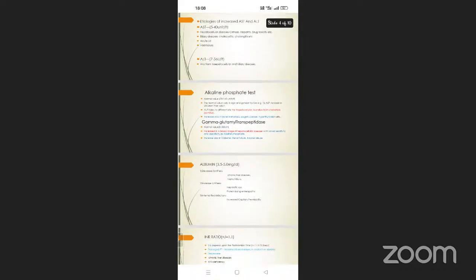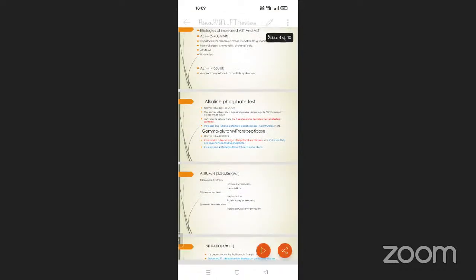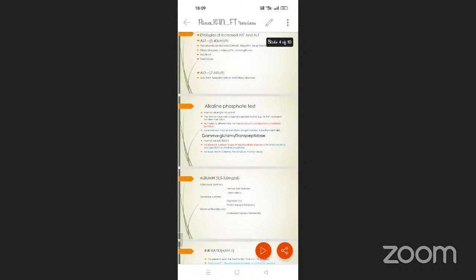Now, the alkaline phosphatase test normal value is 20 to 140 units per liter. The normal value varies with age and gender. For example, serum ALP is higher in children than in adults. ALP helps to differentiate hepatocellular jaundice from cholestatic jaundice, because as we know AST rises maximally in hepatocellular jaundice, while ALP and GGT are seen in hepatocellular and also in cholestatic jaundice. It also increases in bone conditions, that is metastasis, Paget disease and hyperthyroidism, etc.